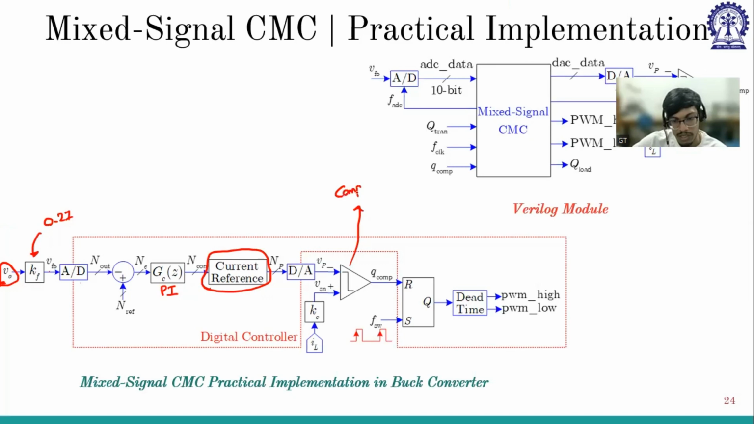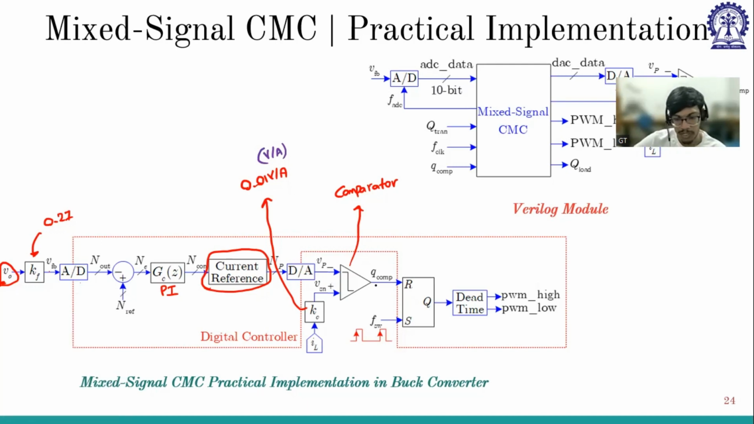And the other input to the comparator is the scaled version of IL. This KC is the gain of the current sense amplifier. It is 0.01 volt per ampere, because we are converting some ampere current into an equivalent voltage. So the input is ampere and the output is volt. This is the equivalent voltage, and this is also an equivalent voltage. That's why we can compare.